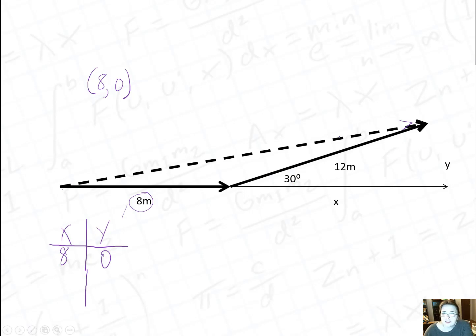Now for this vector here, the 12 meters 30 degrees north of east, we can break it up into x and y components, or x and y parts. You can see that there's this part here and then this part here. So now we can find this y and we can find this x. To do that, we still use SOHCAHTOA. And we're going to solve for x and we're going to solve for y.